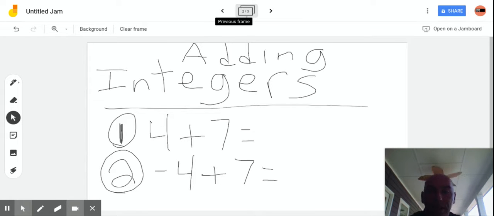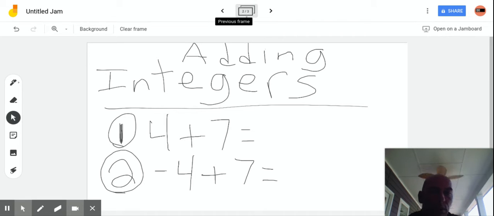Okay, today we are adding integers. Right? You might ask, what is an integer, Coach Caps? Well, an integer is basically, in layman's terms, whole numbers that could be positive or negative.